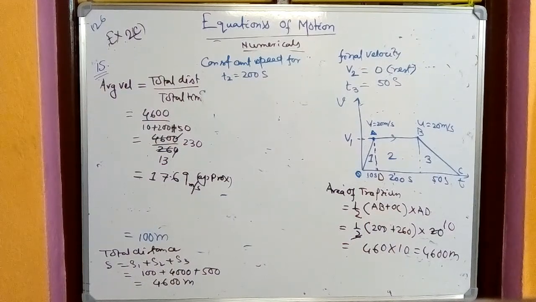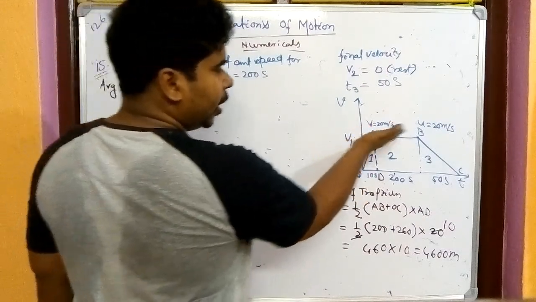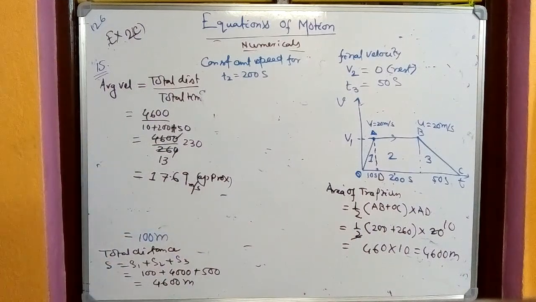See the steps. We have drawn the graph to make you understand that first it increases up to 20 meter per second, then it goes constant, and then it decreases. So there are 3 steps, and we have to find it in 3 different steps. I think it is clear enough. Thank you.